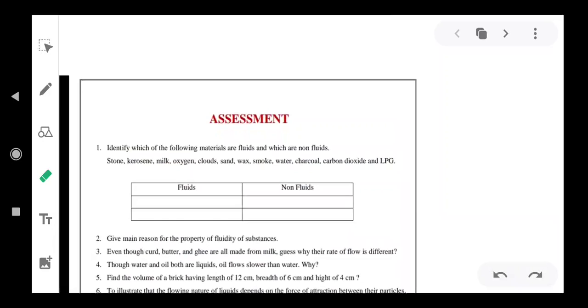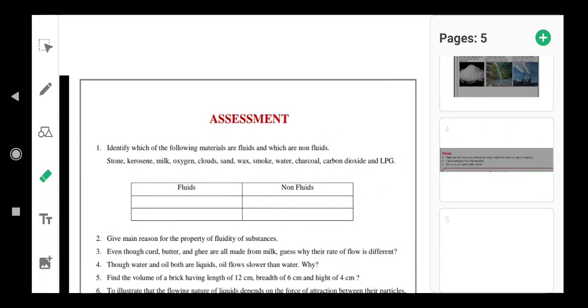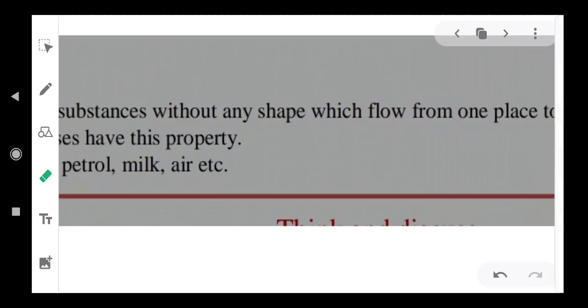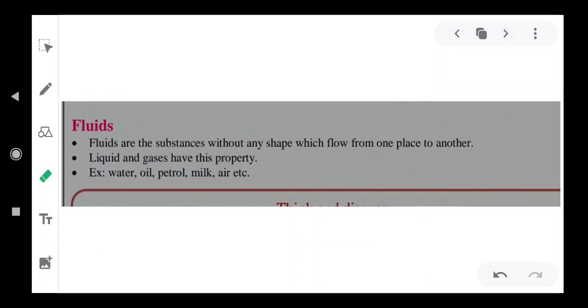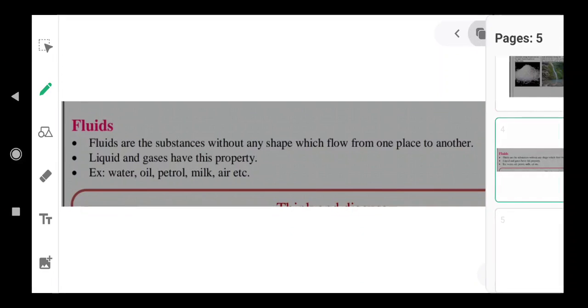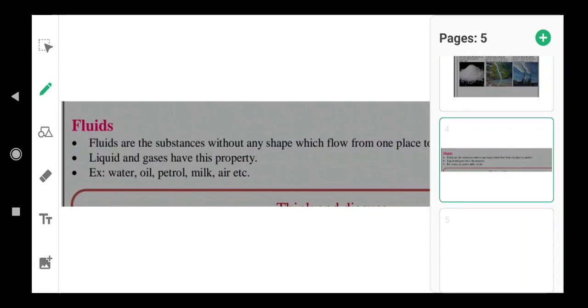So first of all, you have to know what is a fluid. Fluids are substances without any shape which flow from one place to another. So liquids and gases have this property, not solids. Examples are water, oil, petrol, milk, air, etc. So only gases and liquids have this property.